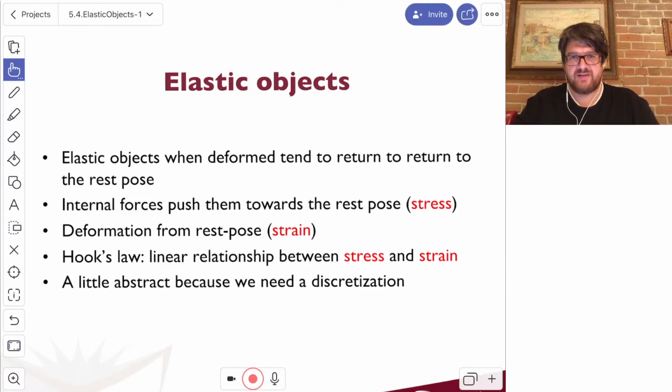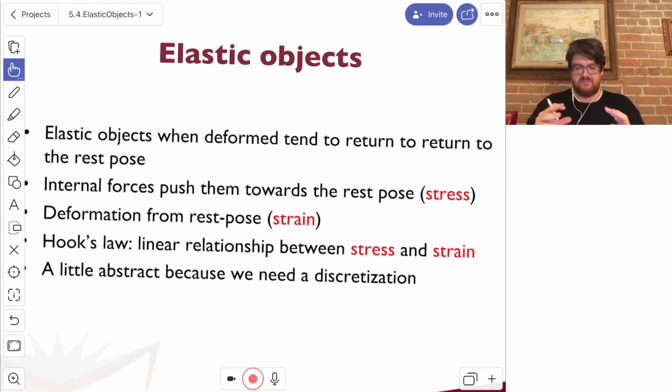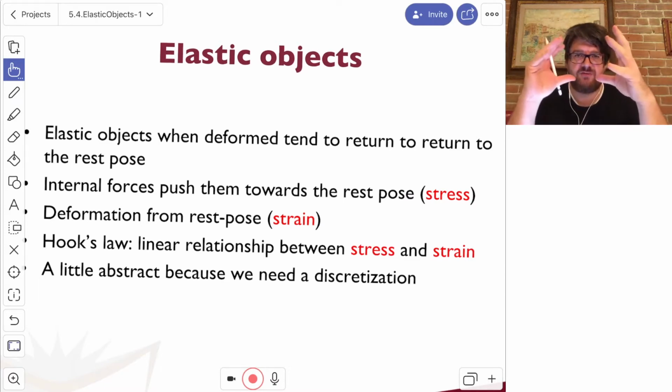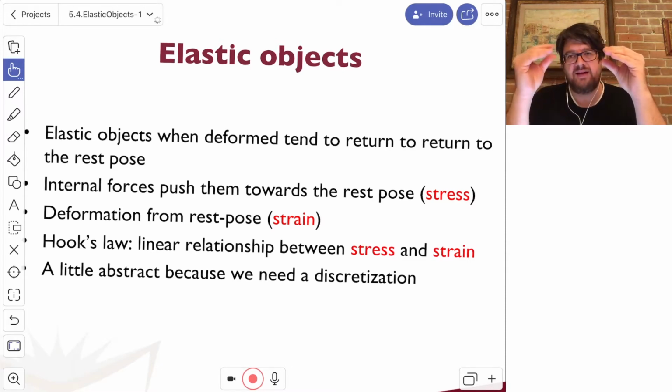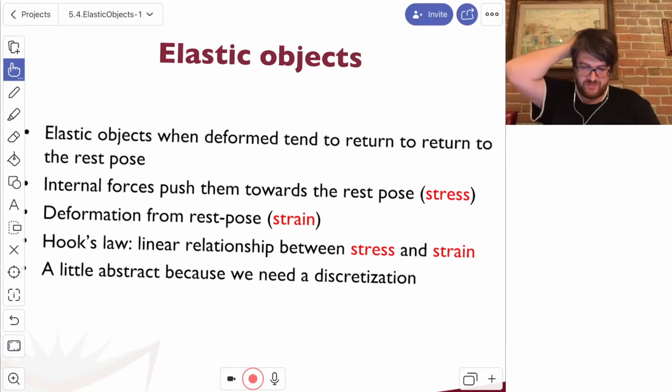Elastic objects are objects that when they are deformed, they tend to return back to the rest pose. So when some external forces deform them, if those external forces get removed, the internal forces push them towards the rest pose. These are called stress. And of course, if I take a squishy toy and I deform it, essentially the internal forces are still there, but they are compensated by external forces, and hence we have the deformation.